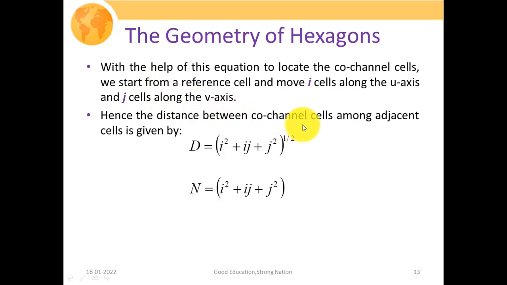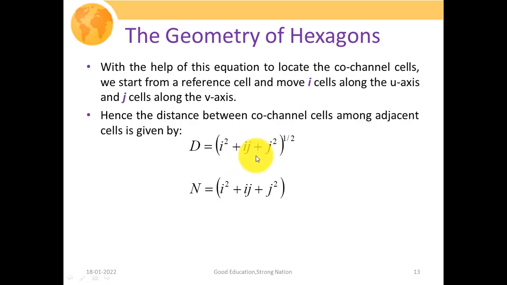Hence the distance between co-channel cells among adjacent cells is given as d equal to i square plus ij plus j square to the power 1 by 2, or under root of i square plus ij plus j square. So the co-channel distances are given by this, and please keep in mind that here we are only talking about scaled distances, since we have made the distance between two consecutive cell centers unity. So this shows nothing but integer values.